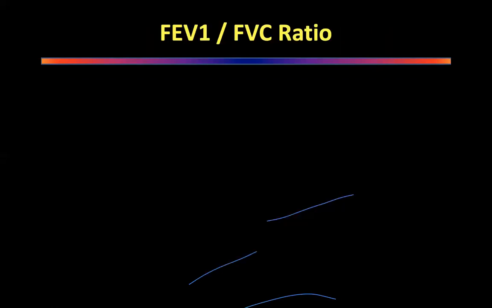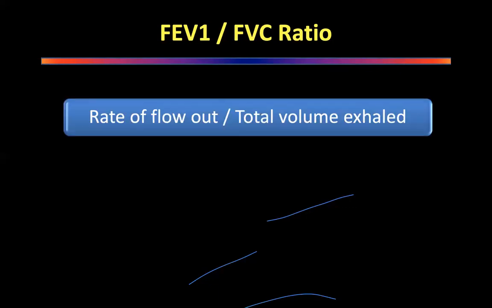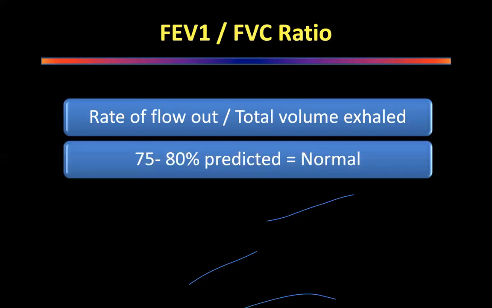But really, the number that has to be looked at is not the isolated number, but the ratio. The ratio is very, very important. It is the FEV1 over FVC ratio. That is the one that you need to understand. This is the rate of flow out over the total volume exhaled. That is the key thing. How much can you blow out over how much have you taken into the lung? And normal is 75 to 80% predicted.